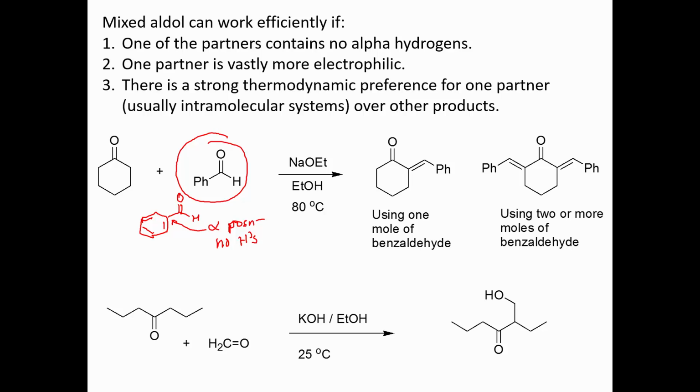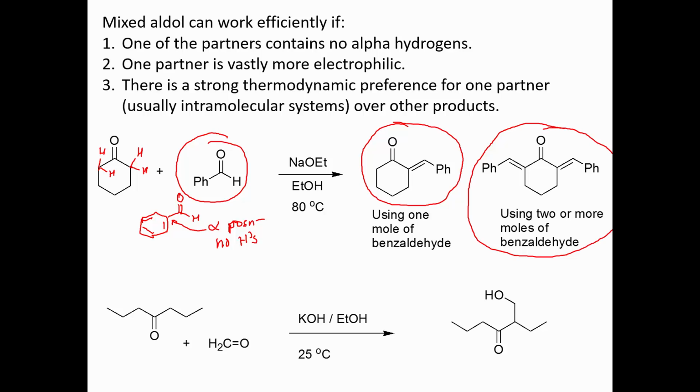If we take cyclohexanone and benzaldehyde and combine them, if we are very careful to use only 1 mole of benzaldehyde, we'll get this product. But the important thing to note is that we have an awful lot of acidic hydrogens in cyclohexanone. I have to put it there because it's off the screen. So we could add a large excess of benzaldehyde, and we would expect to make this product if we had 2 moles of benzaldehyde.